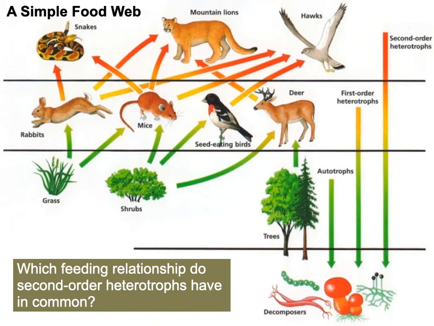What about the second order heterotrophs? So that was the first order. Up here at the top, the hawk, the mountain lion, the snake. Well, those, of course, can also be described as carnivores. So if you're a second order heterotroph, you eat meat. If you're a first order, you eat plants, you're an herbivore. So see how the words are really similar? We can say the same thing with a different word.